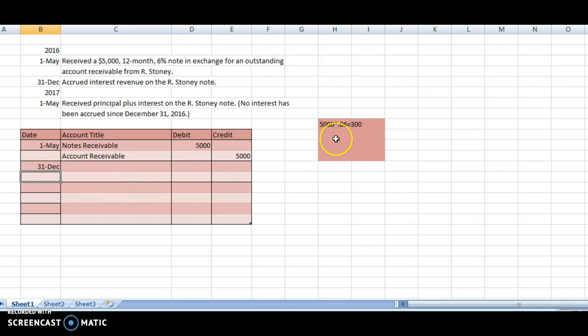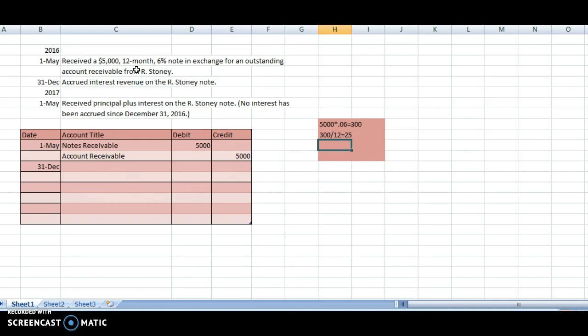So on December 31st, it hasn't been the full 12 months yet. First of all, at least how it makes sense in my mind, is to just see how much we will be accruing every month. So we take the 300 total and divide that by the 12 months that the note is going to be repaid by, and that equals $25. So every month they accrue $25 of interest.